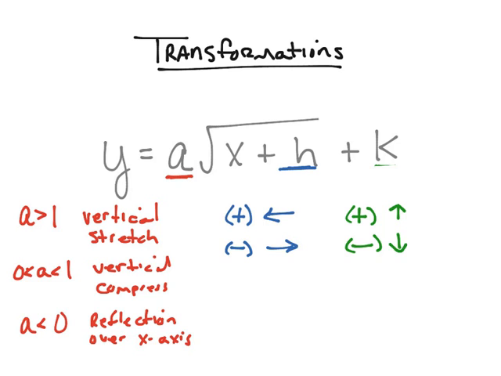And then the k. K is that value on the outside of the square root. When we add, we're going to move up that many units. And when we subtract, we're going to move down that many units. Alright, so that's what our a, our h, and our k do. Now we're going to look at some examples and see how this works.